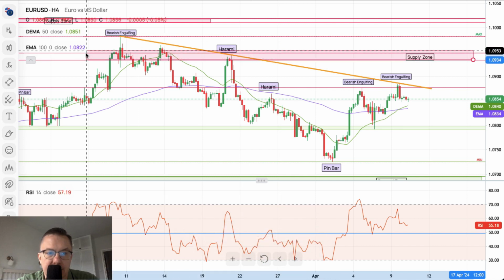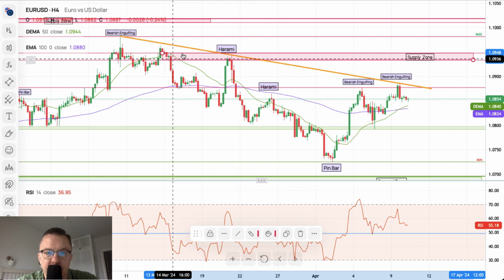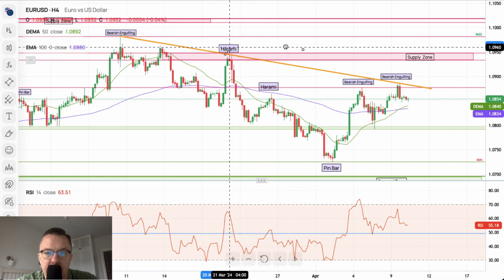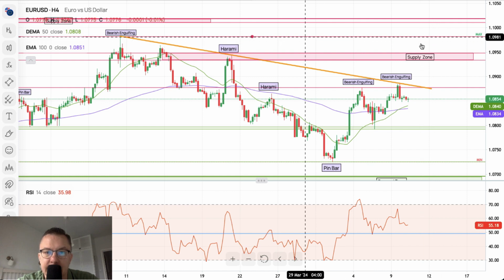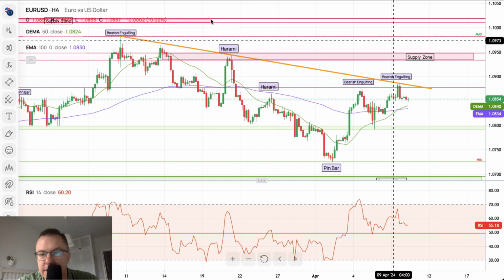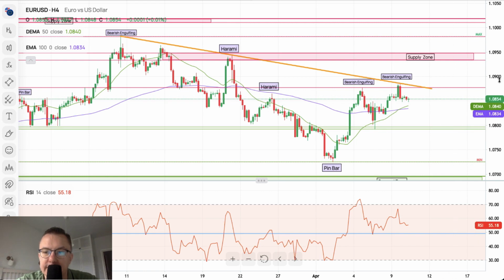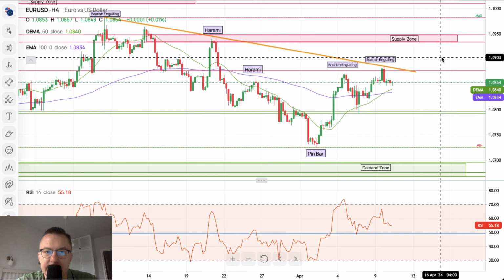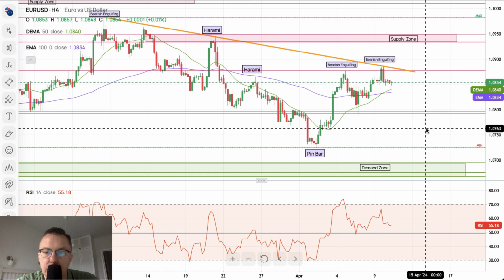So it looks like this, and it started basically with this movement here. So the Harami is here, and the supply zone is still active. We had one more a little bit higher, but don't worry about it right now. Supply zone located, identified, and the demand zone is of course the same one that we used to have. So no change here on the euro dollar whatsoever.